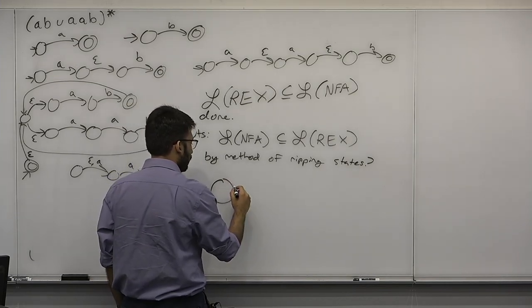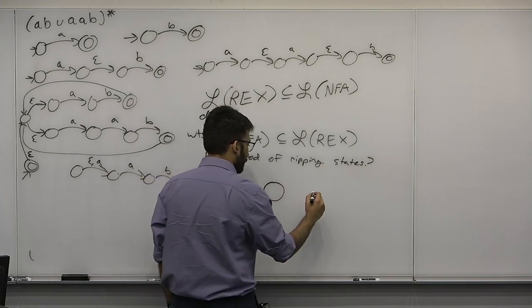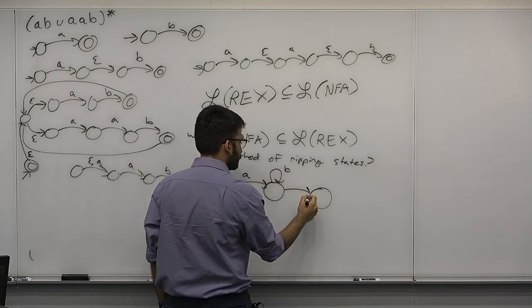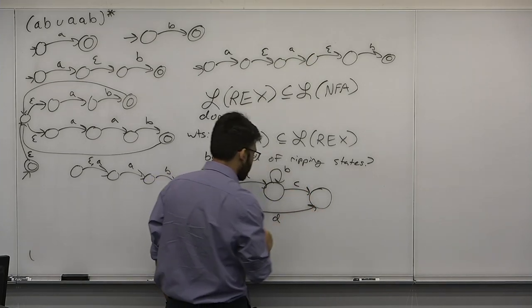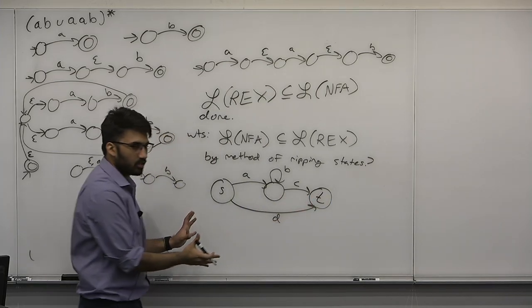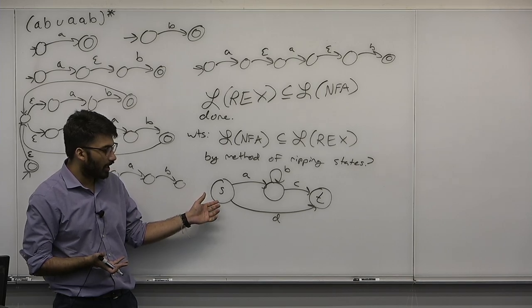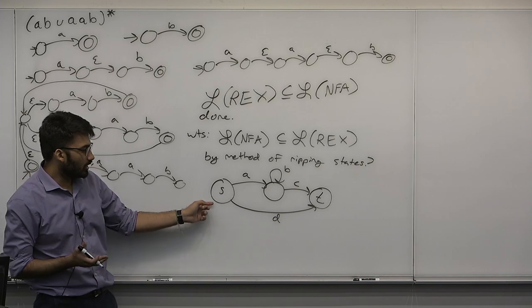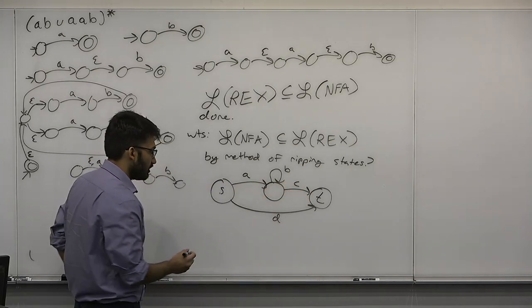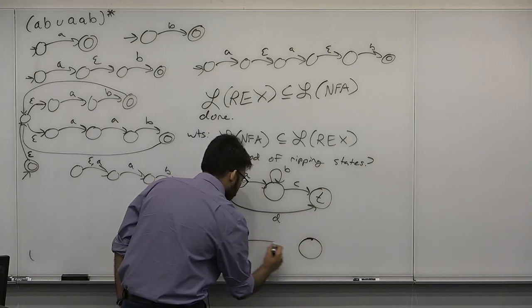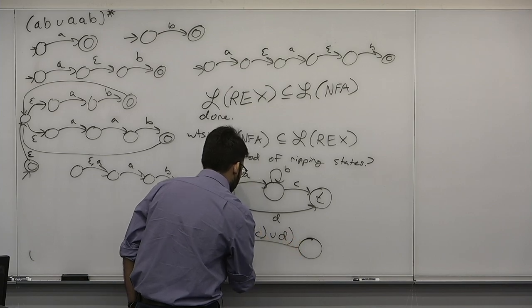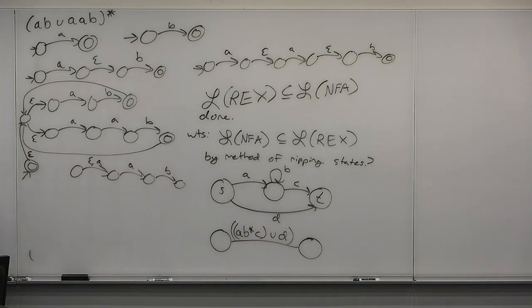Basically, he notes the following pen and paper trick. Say we have some structure that looks like this: A, self loop B, C, D. Consider this as a subset of some larger NFA. What are all possible paths that can get you from state S to state T, and the kind of strings that can produce? We can either take D, or we can take A, zero or more copies of B, and C. So as a regular expression, you could write A B star C, union D. That's basically his entire proof.